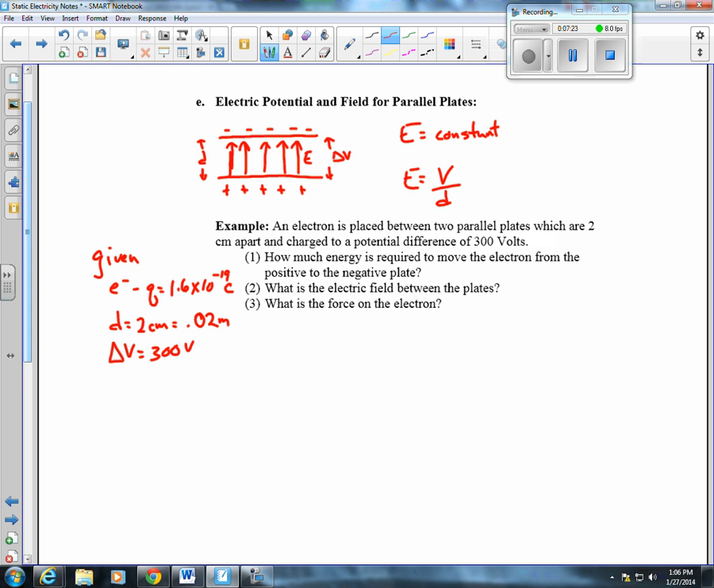And how much energy is required to move the electron from the positive to the negative plate? So step 1, energy is, we find work, Q delta V, so 1.6 times 10 to the minus 19 coulombs times 300 volts. And that's going to give you 4.8 times 10 to the minus 17 joules.